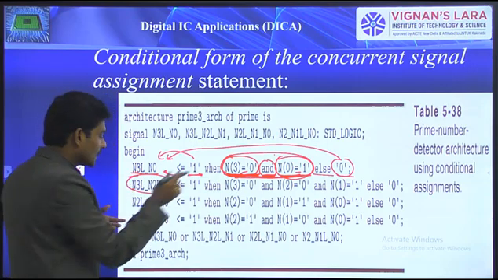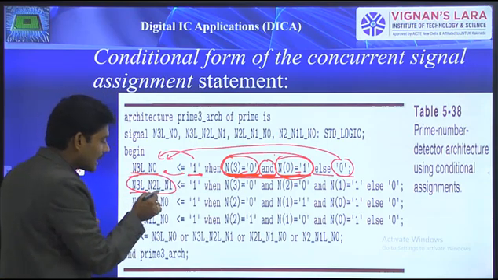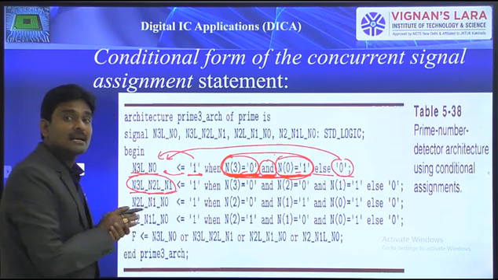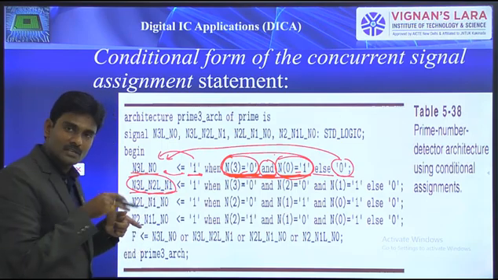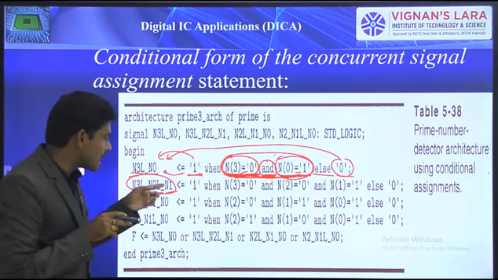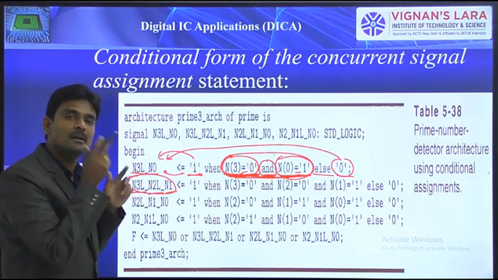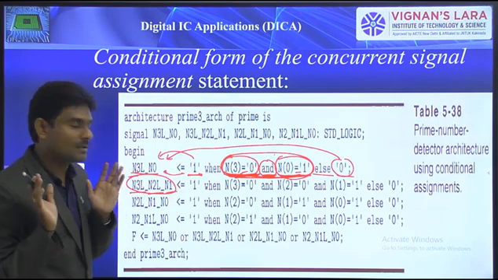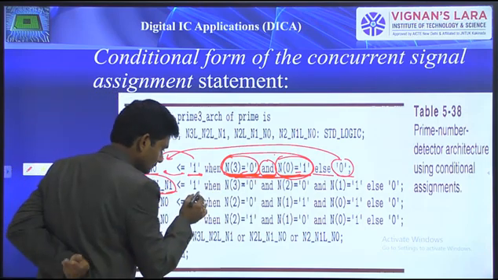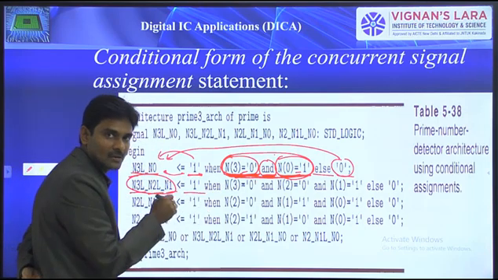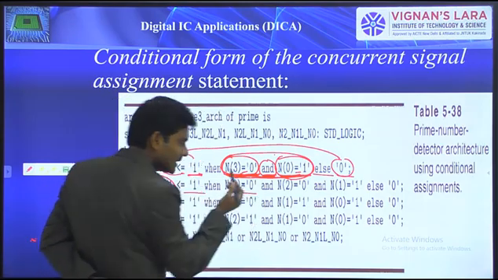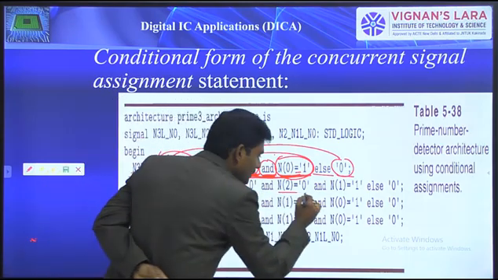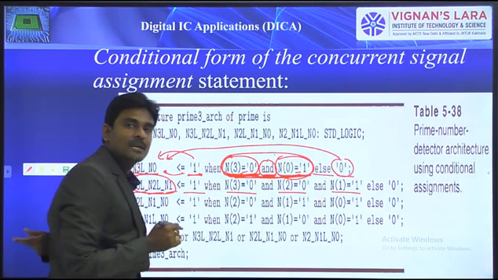Okay, so for that one it is N3 bar and with N2 bar and with N1. That means N3 must be 0 and N2 must be 0 and N1 must be 1. Then only that particular AND gate output becomes 1. For all remaining cases, output is 0. So in that regard, the expression once again I considered: N3 is 0, N2 is 0 and N1 must be equal to 1.